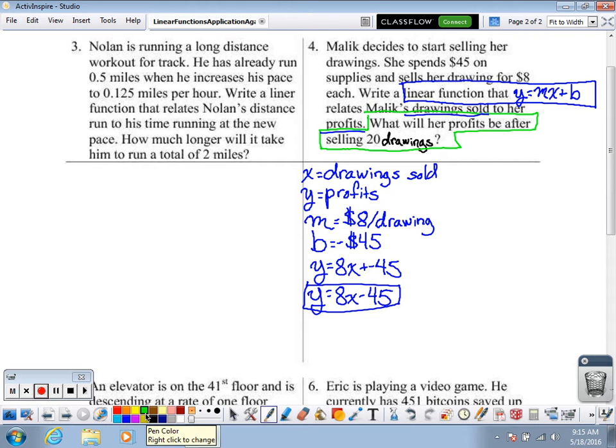There's our equation. Now, guys, once we make that equation, we can answer any question about how much money she's going to make or how many drawings she'll have to sell to make that profit. As long as we have one of those variables, we can find the other one. So we look at this green part, this part B. What have they given us here? 20 drawings.